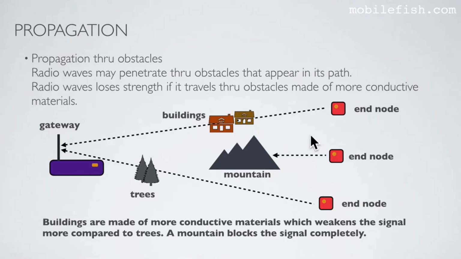If you look at this picture, we have three end nodes. In this case, signals go through buildings. In this case, signals go through trees. And in this case, there's a mountain between the end node and the gateway. Buildings are made of more conductive materials, which weakens the signal compared to trees. A mountain blocks the signal completely.